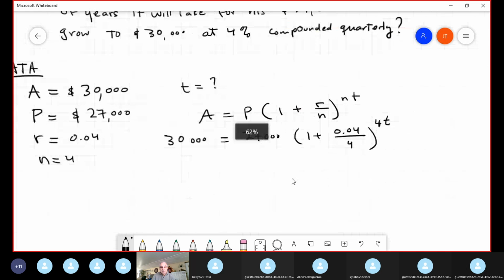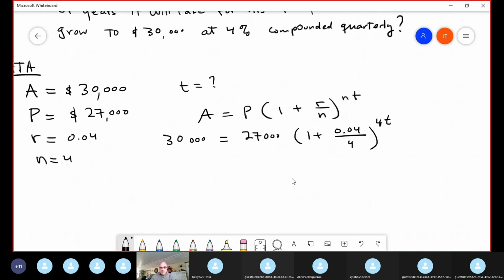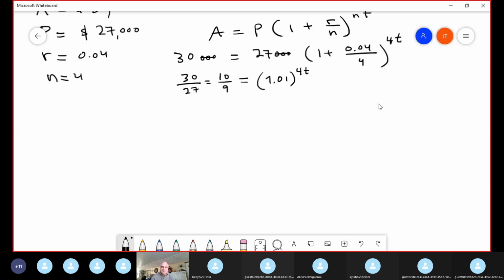I can simplify this a little bit. Look, the 1000s we can delete, yes or no? So the fraction is 30 divided by 27, which simplifies to 10 over 9, dividing by 3. And here I can condense it: 0.04 divided by 4 is 0.01, plus 1 is 1.01. And this is my equation. Let me copy my equation: 10 over 9 equals 1.01 raised to the 4t.